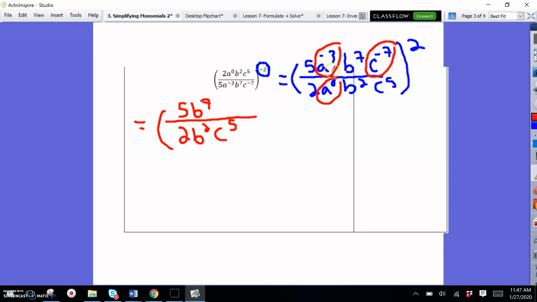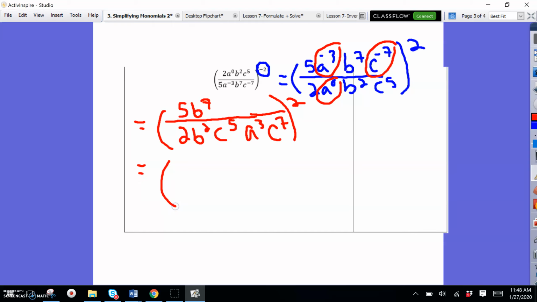Now, the a to the 3rd is going to come to the denominator, and it's going to be a to the 3rd instead of a negative exponent. And the c to the 7th, again, we write as its reciprocal and move it down. A to the 0 is just 1, so I don't even need to write that down, and that's about it. So now I have a problem like I had last time in class. We need to square this entire monomial. We're multiplying it by itself, so let's go ahead and do that.